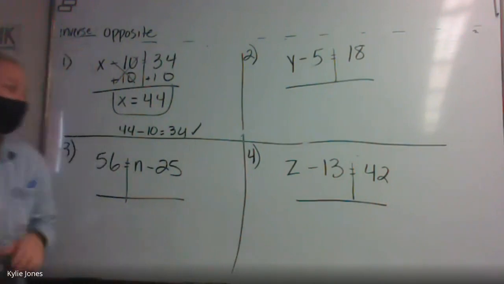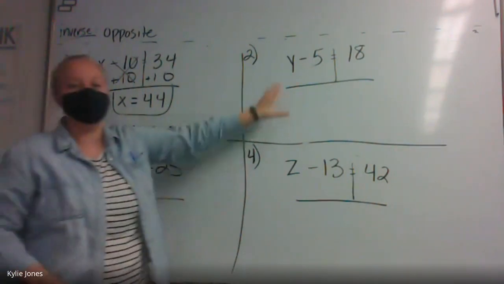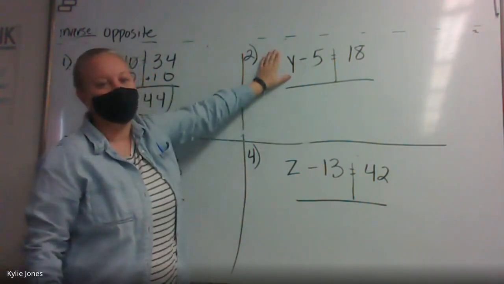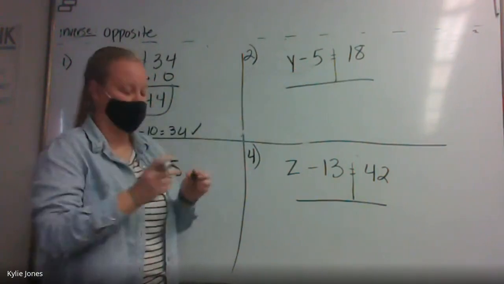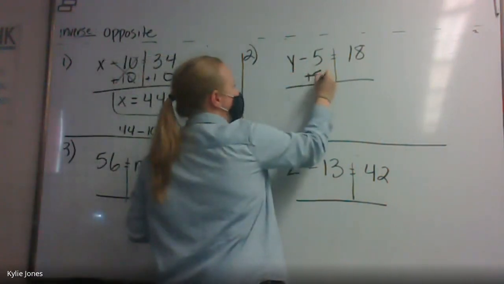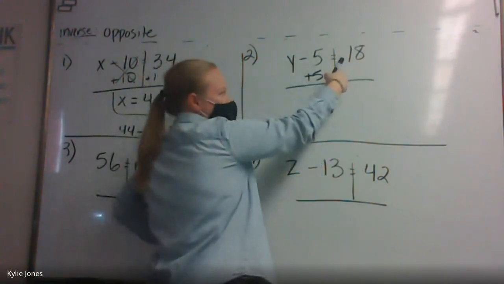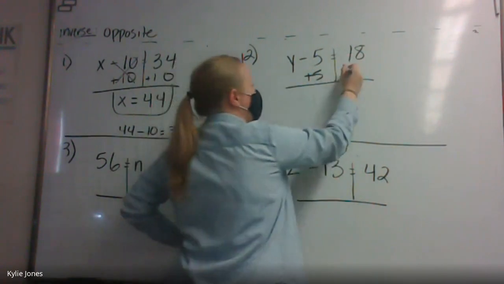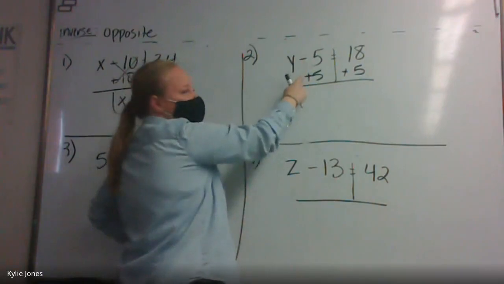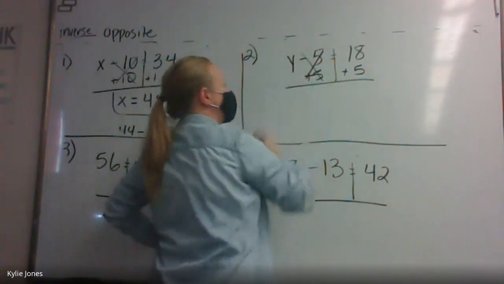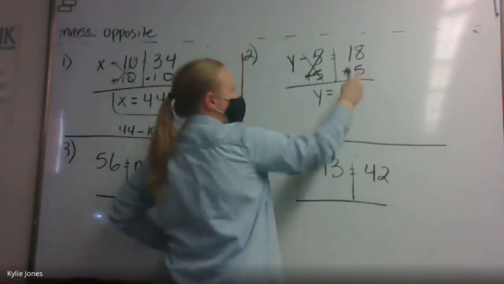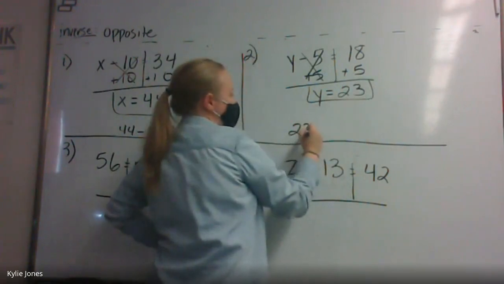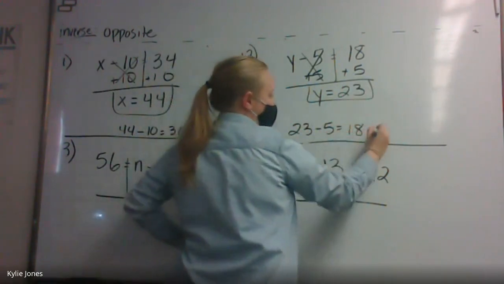Alright, so we did number one. Number two, we need to solve the opposite of subtracting. So we need to get y all by itself. What's the opposite of subtracting 5? We need to add 5. If I add 5 on this side, do I have to do it on this side? So what is negative 5 plus 5? 0. They cancel out. We get y equals, good, 18 plus 5 is 23. And you can check it by saying 23 minus 5 equals 18.